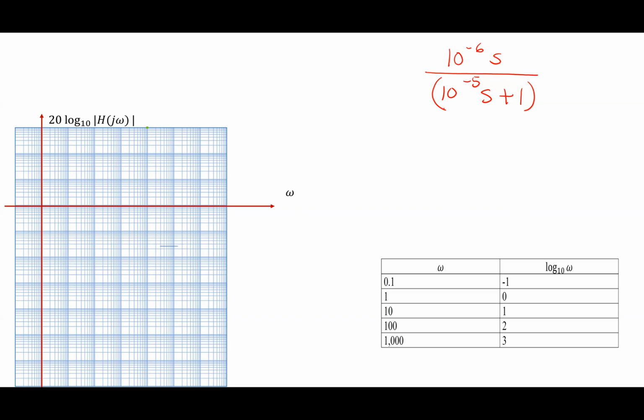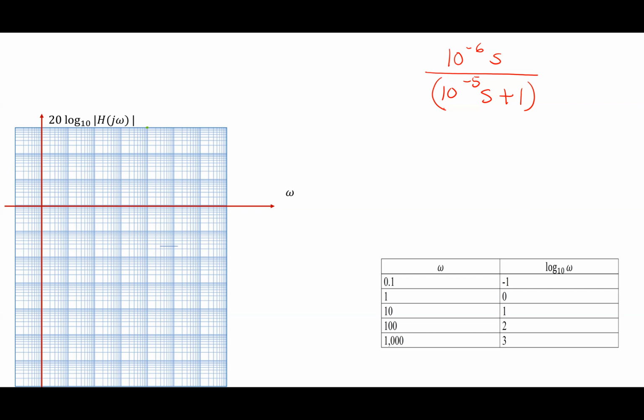So what I have here is 20 log. First of all, I've got log paper here, right? In other words, both the x-axis and the y-axis are logarithmic. Now, what I have here is a little chart I wrote to remind myself, if omega is equal to 0.1, 1, 10, 100, 1,000, what's the log of those numbers? You should know those. If you don't remember them, it's not that hard. The log base 10 of 1 is 0. Log base 10 of 10 is 1. 100 is 2. 1,000 is 3.